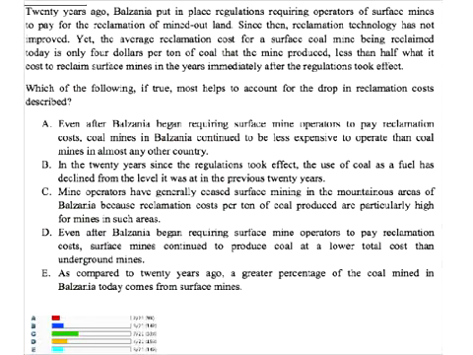20 years ago, Balzania put in place regulations requiring operators of surface mines to pay for the reclamation of mined out land. Since then, reclamation technology has not improved. So what they're doing here is they're taking away a confounding variable. You just keep reading, but make sure you know that improving technology can't be a factor anymore. The average reclamation cost per mine is only about $4 per ton of coal, which is less than half what it used to be. So the $4, again, doesn't matter. What matters is that it's less than half.